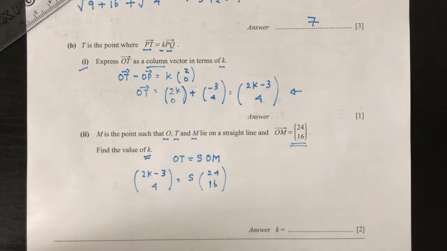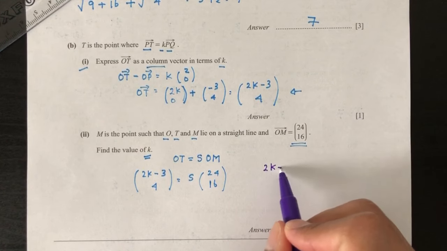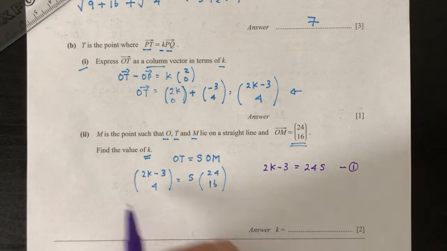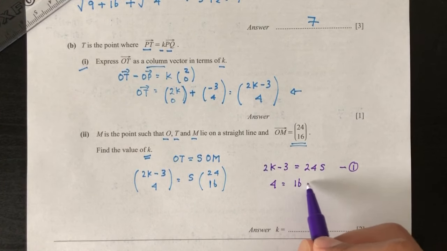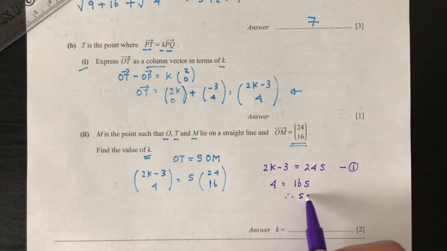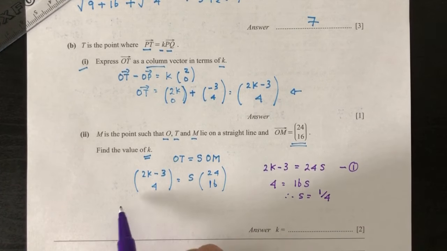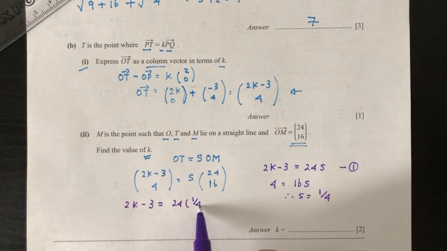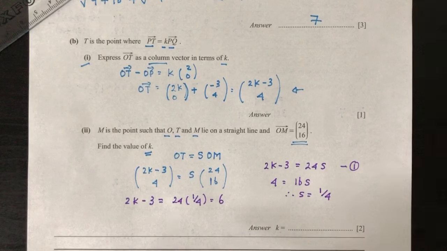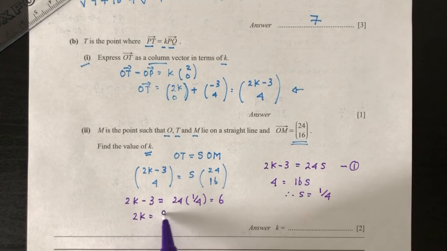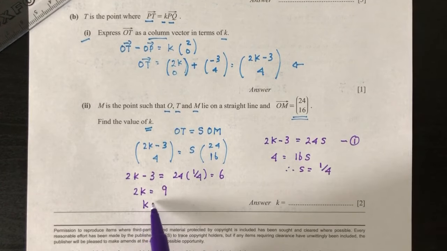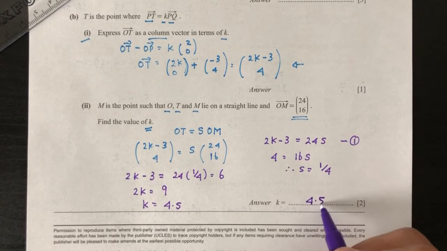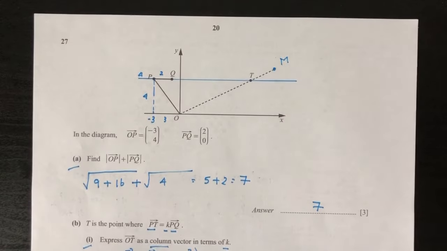Now we can expand to form the equations. You will have 2K minus 3 is equal to 24S. That is the first equation. And we have 4 equal to 16S. From this, S is equal to 1 over 4. Replace, you will have 2K minus 3 is equal to 24 times 1 over 4. That is 6. So 2K is equal to 9. K will be 4.5. That is the value of K for that question. Okay, so that was the last question of this paper, question number 27.